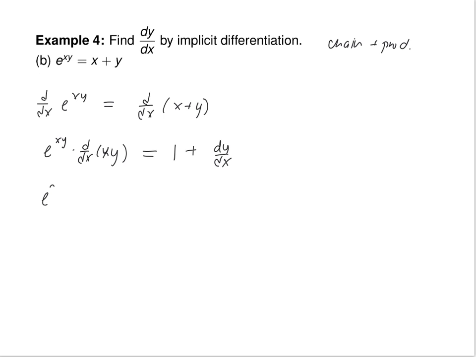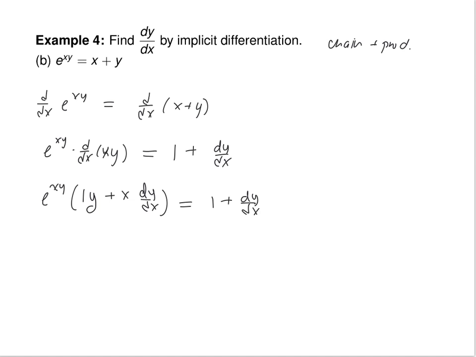Okay, e to the xy, what's the derivative of x times y going to be? 1 times y plus x dy dx, right? Don't make the mistake of saying 1 dy dx. That's the bad product rule. That's the one you don't want to do because it doesn't work. It's not a rule. It's a non-rule. Equals 1 plus dy dx.